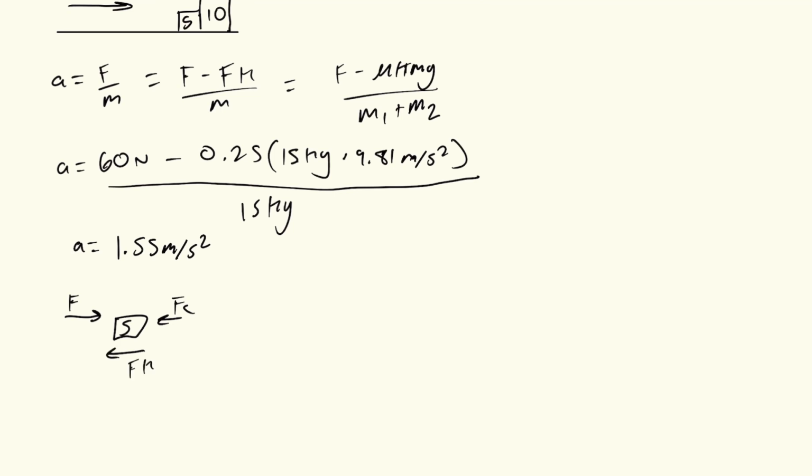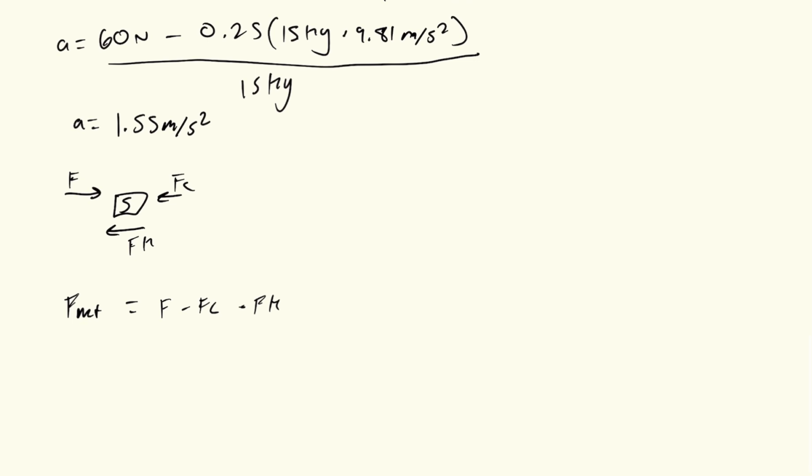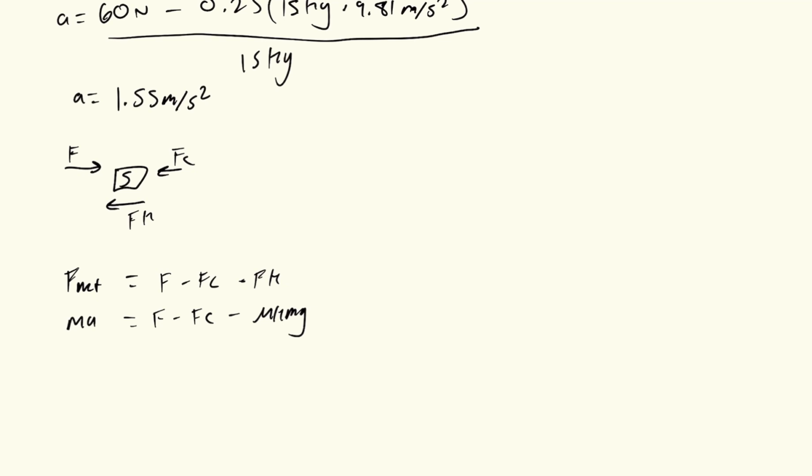Our net equation for this will be F net is equal to F minus Fc, which is our contact force, minus Fk. From here, we'll expand out: mass times acceleration is equal to F minus Fc minus Fk. In fact, Fk we can write as mu k mg. And then we're going to isolate for Fc.